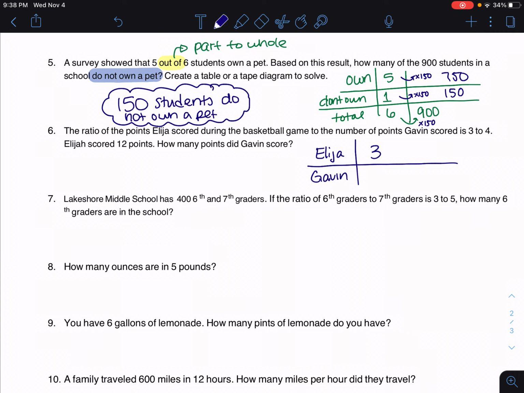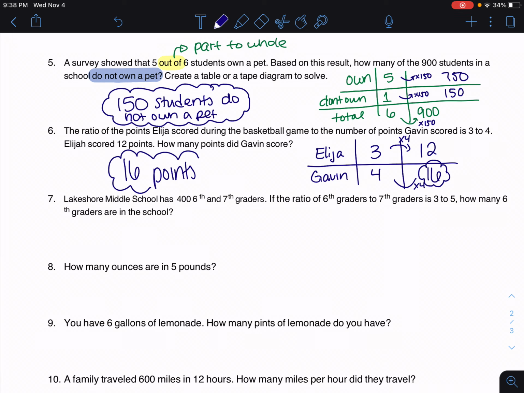Elijah is 3 and Gavin is 4. And if Eli scored 12 points, 3 times 4 is 12. So 4 times 4 is going to be 16. So Gavin scored 16 points. I did not need the total column because this was a part-to-part relationship. So this right here is part-to-part. And they gave us another part.